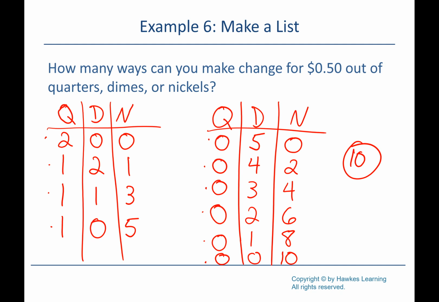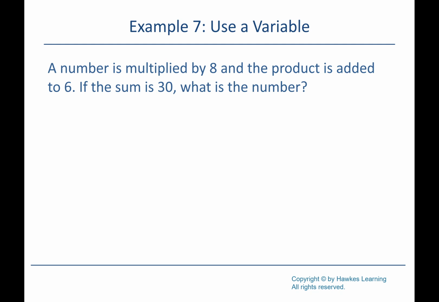Okay, we got one last strategy we're going to use, and this one is a little bit like algebra. We're going to avoid algebra type stuff in here as much as we can, but at least the basic stuff out of algebra is really useful. So we've got this mathy statement here. It says, taking a number and multiplying it by 8, the product is added to 6. If the sum is 30, what was that number?